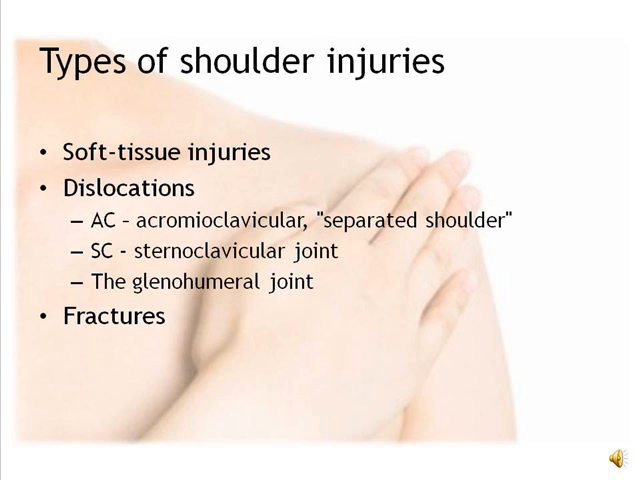A dislocation of the acromioclavicular joint is called a separated shoulder. A dislocation of the sternoclavicular joint interrupts the connection between the clavicle and the sternum. And the glenohumeral joint can be dislocated towards the front, anteriorly, or towards the back, posteriorly. Lastly, we have fractures, which are broken bones. Fractures commonly involve the clavicle, the proximal humerus, and the scapula.